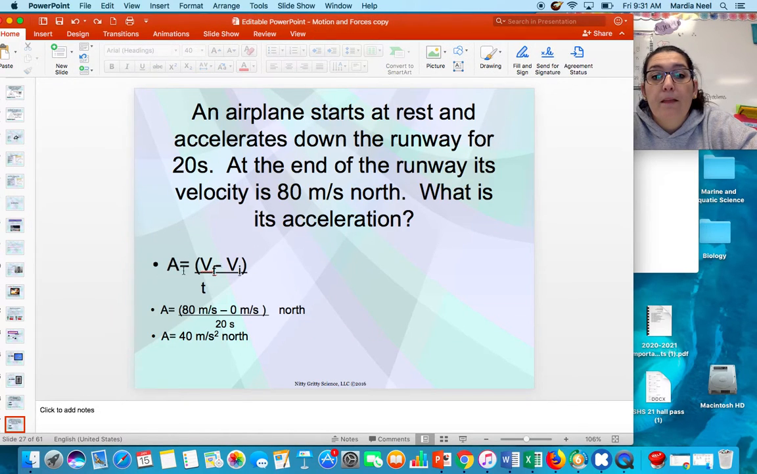Let's look at the next one. An airplane starts at rest. So our initial velocity, how fast was it going when we started? It was going 0. It accelerates down the runway for 20 seconds. All right, seconds is time. Put that in the bottom. At the end of the runway, its velocity is 80 meters per second north. Okay? 80 meters per second, end of runway. I think that's my final velocity. I'm going to plug that in there. What is its acceleration? It comes out to 4 meters per second squared north. That makes sense. The plane is getting faster and faster, so it can go into the sky.